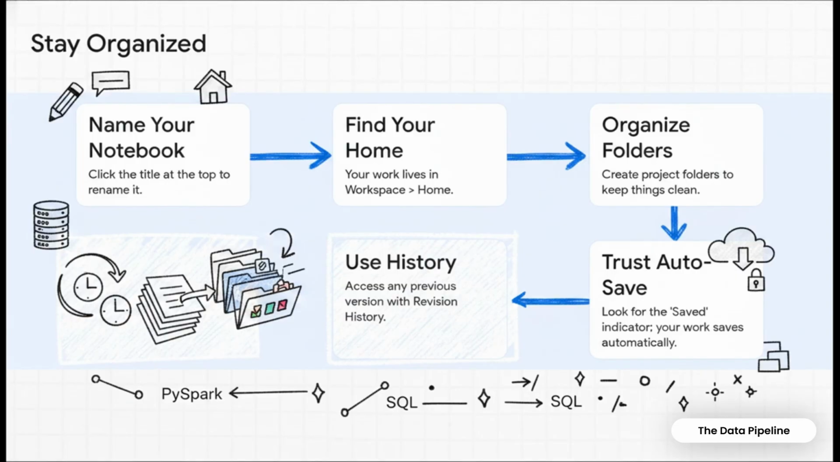Keeping your work from becoming a total mess is half the battle. So give your notebook a good name right away. Understand that it lives in your workspace and get into the habit of making folders for your projects early on. Oh, and you can relax about hitting save all the time. It's auto-saved constantly. And if you really mess something up, revision history is your best friend. It lets you go back in time to any previous version.